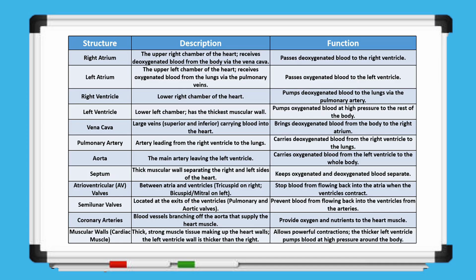The septum, a thick muscular wall, separates the right and left sides of the heart, keeping oxygenated and deoxygenated blood completely apart. Valves play a key role in maintaining one-way blood flow.